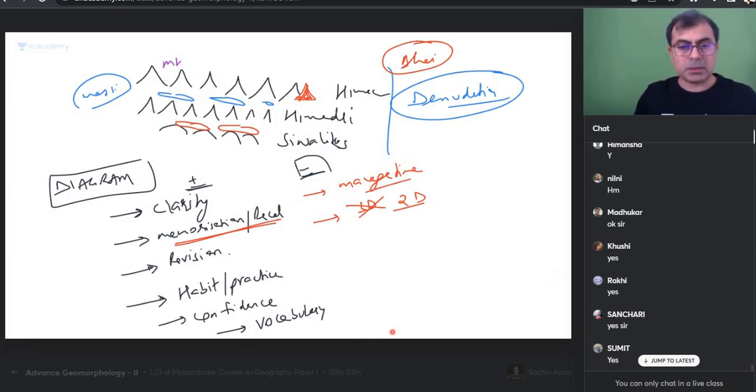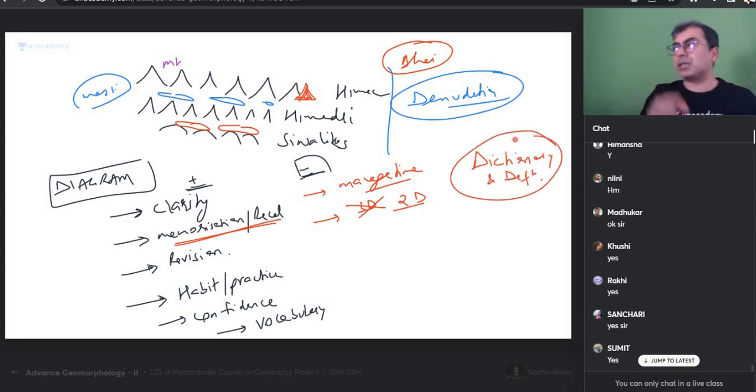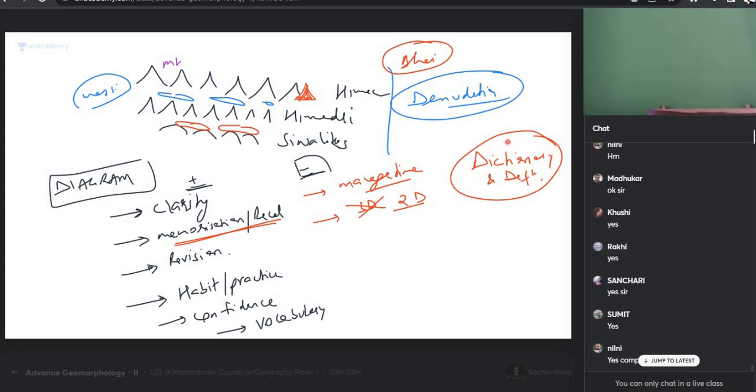Definition work जो दिया था, dictionary and definition work, is that complete or any questions on that? Quickly, any questions on dictionary and definition work? If there, please let me know.